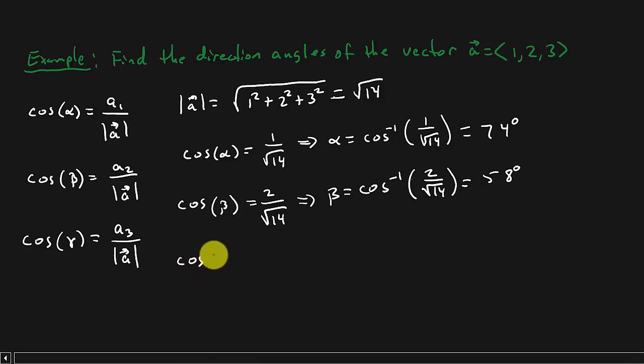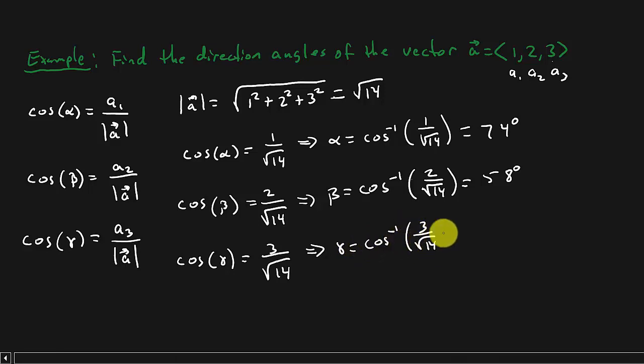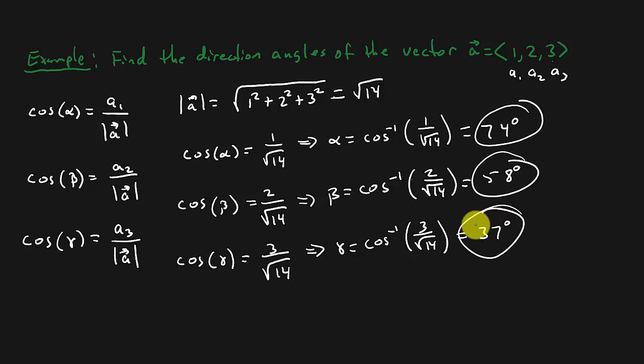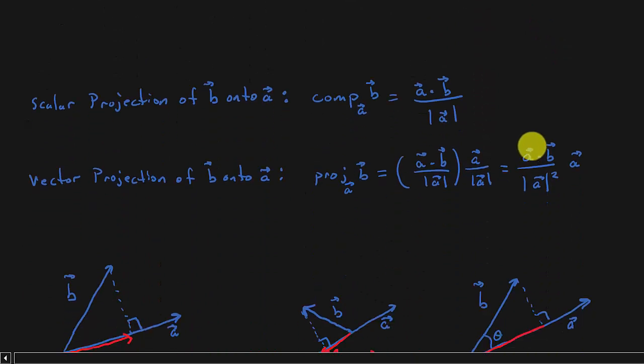And then we have cosine gamma is A3, which is 3. Remember this is A1, A2, A3. That's 3 over the square root of 14, which tells us gamma is equal to inverse cosine of 3 over the square root of 14. So that tells us gamma is about 37 degrees. And so there you have it. All right, let's move on.